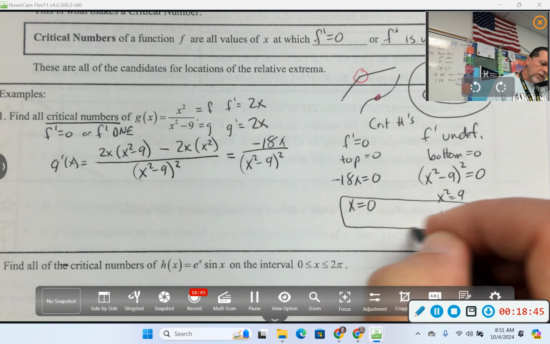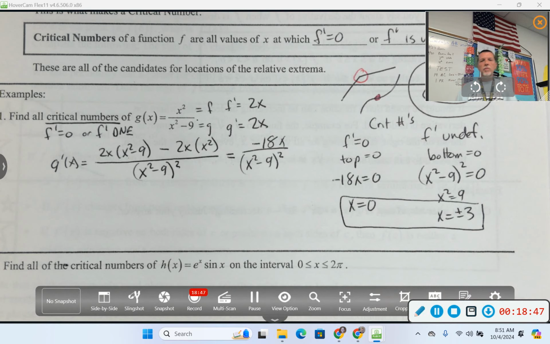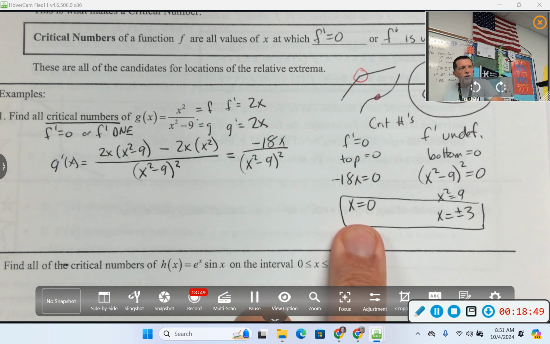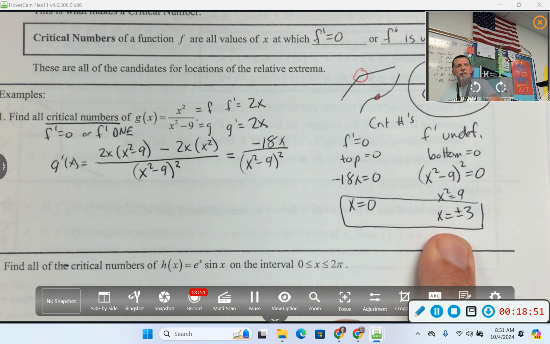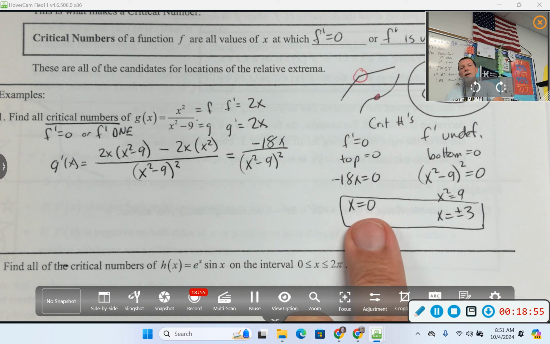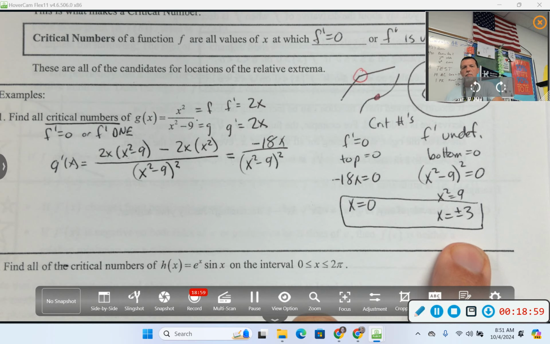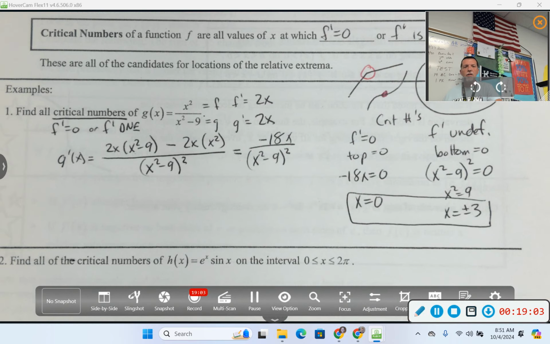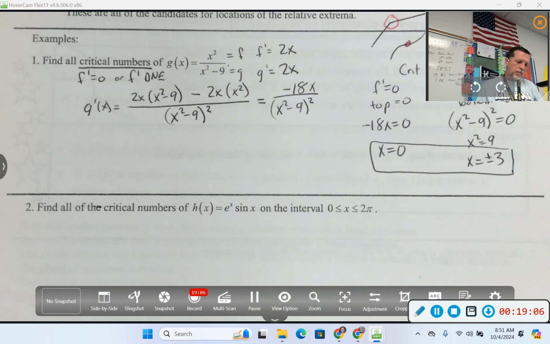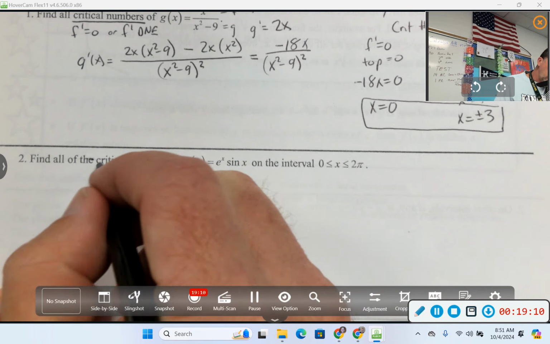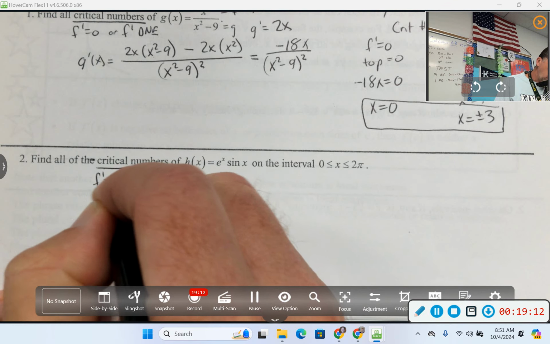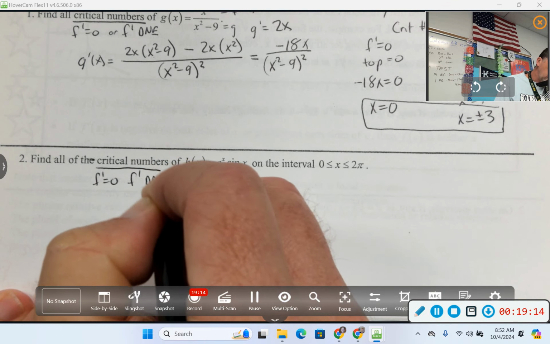So our critical numbers are both the places where the derivative is 0 and where it's undefined. So that means there might be a relative extrema at 0 and plus or minus 3. But we don't really know yet, and we don't know how to find that out yet. That's for later. Right now, it's critical. Number two, find all the critical numbers. So f prime equals 0 or f prime undefined.